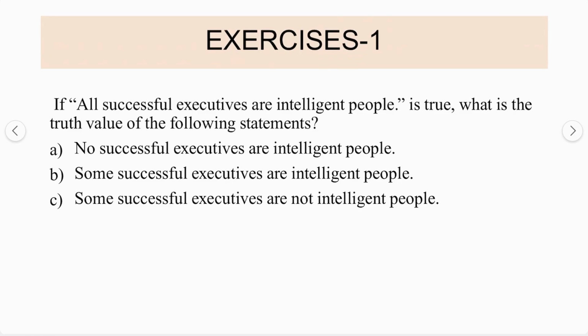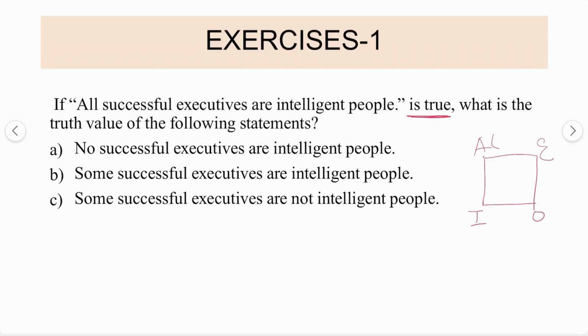All successful executives are intelligent people. So this is already given as true. So this statement is true. What would be the truth value of the following statements? Now we have to find the truth value of the following statements. The first one is, so what we can do is draw the square. Again we can write A, E and I, O proposition.